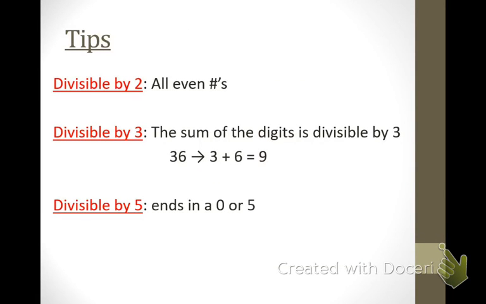All right, so there's some tips here that I'm giving to you that's going to help you to understand whether or not it's a prime number or it's a composite number. So the first one is divisible by 2. What kind of numbers are divisible by 2, guys? All even numbers. All even numbers. So who can name me an even number?